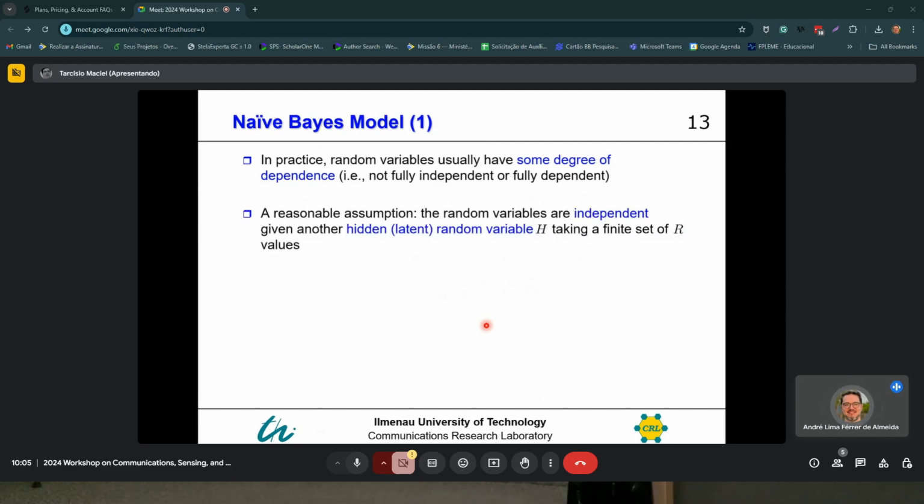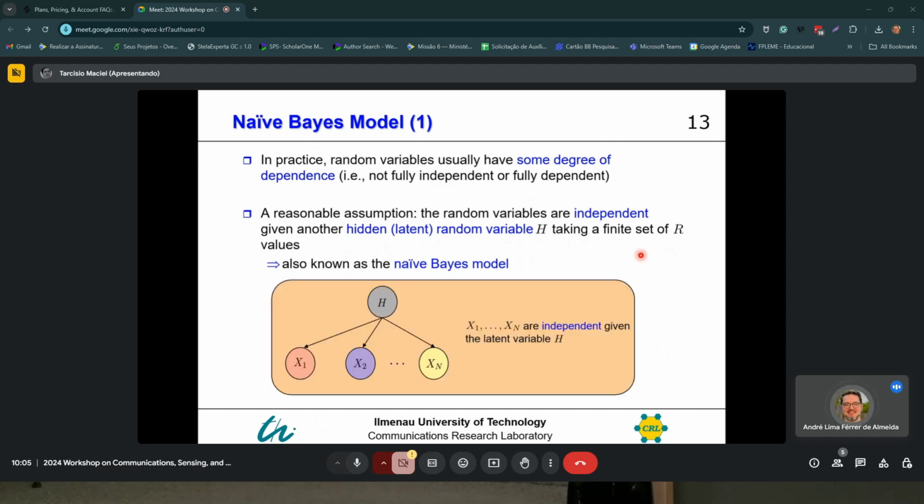So if they were fully independent, the joint PMF tensor corresponds actually to a rank 1 tensor, because then you can write it as the product of the marginals, right? So then this would be a rank 1 tensor. So a reasonable assumption is that the random variables are independent given another hidden latent random variable, let's call it H, that takes a finite set of capital R values. And this is known as the naive Bayes model.